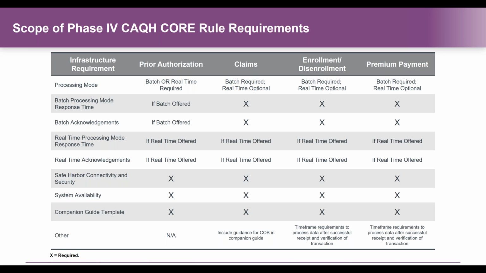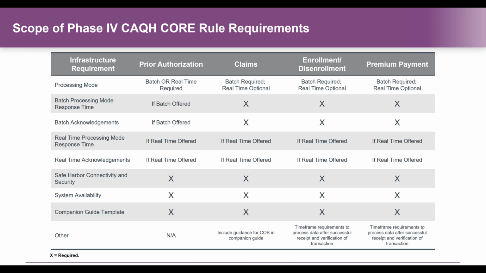So focusing on the specific 4 transactions in Phase 4, the infrastructure requirements include processing mode, batch mode requirements, batch acknowledgements, real-time processing mode, response times, as well as real-time acknowledgements, safe harbor, connectivity and security requirements, as well as system availability and the companion guide template. There are also some other specific unique requirements or operating rules for Phase 4. We'll walk through those in detail.